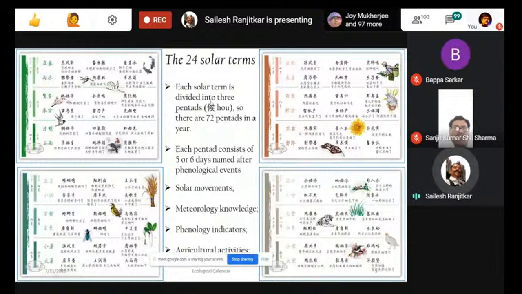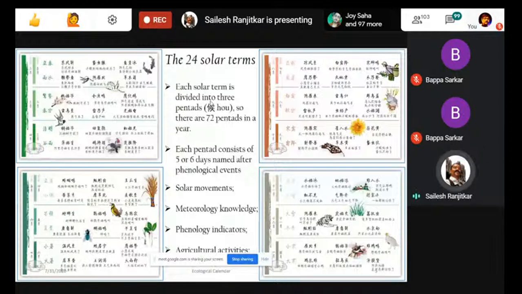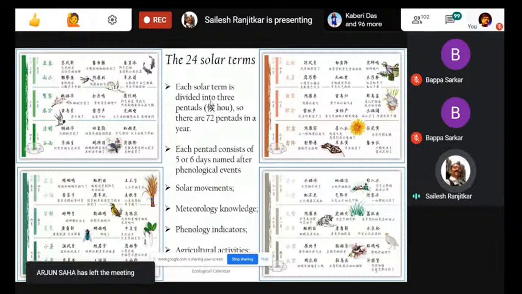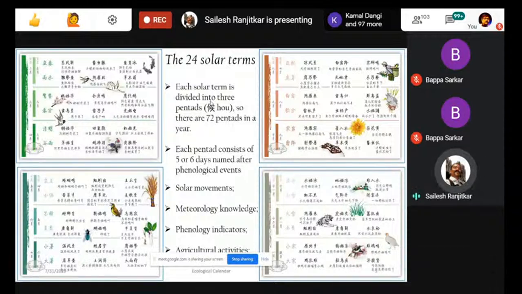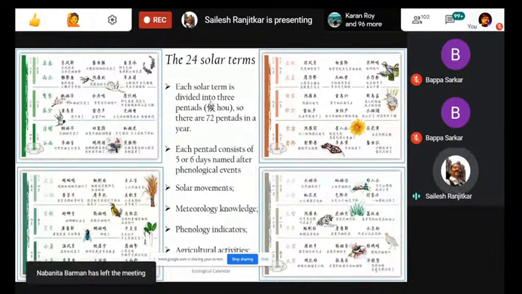So each solar term is divided into 3 periods, they called. So there are altogether 72 pentads in the year. Each pentad consists of 5 or 6 days, which are named after a phenological event. So all these terms are indicating certain phenological indicators or phenological events. It doesn't matter whether it is related with the plant, the bird, the animal or even insect.